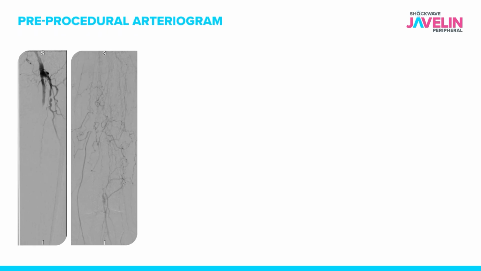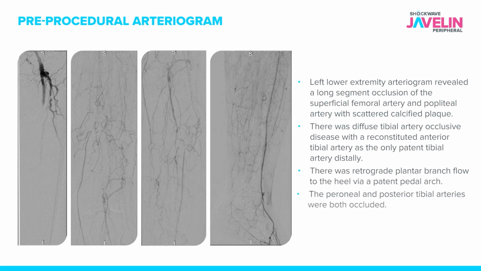She was taken to the operating room for a lower extremity arteriogram, again done through a contralateral femoral approach, which demonstrated diffuse superficial femoral artery occlusive disease. There was occlusion of the popliteal artery, and once again, diffuse tibial artery occlusive disease was identified.